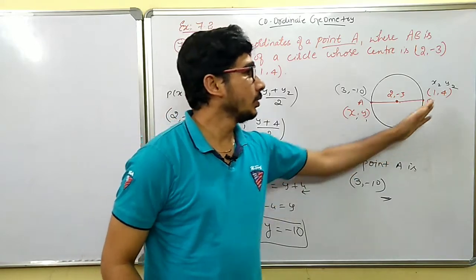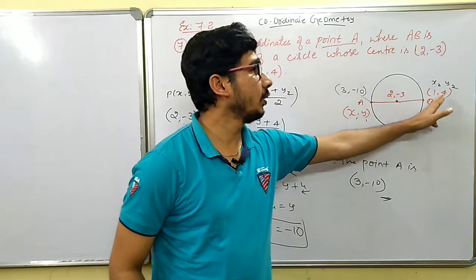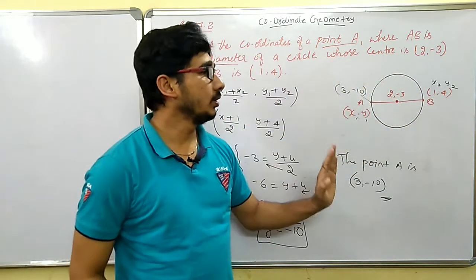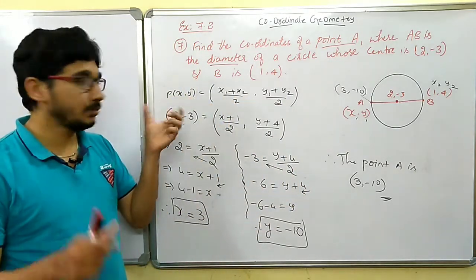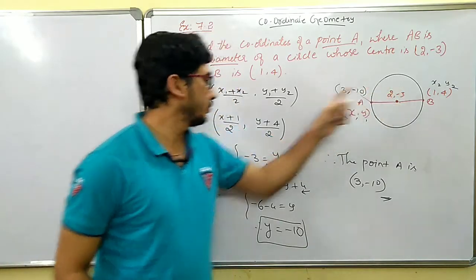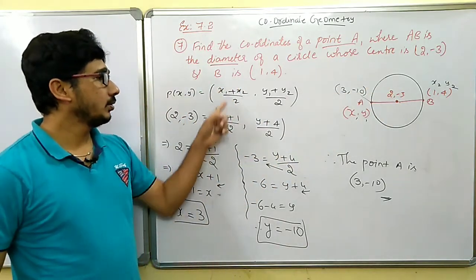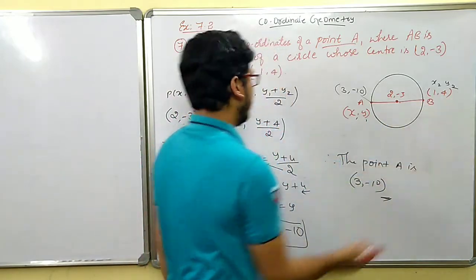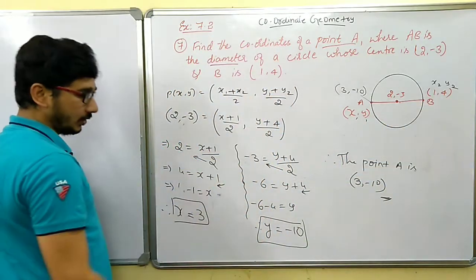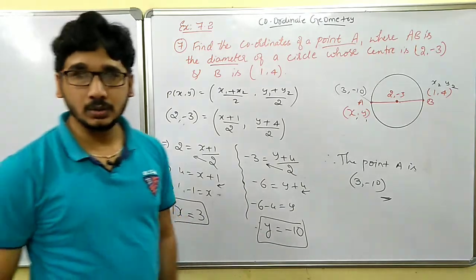I don't know that. So this is 1, 4 they have given. After applying the midpoint formula, this is exactly the midpoint. So replace this one here. Here x1, y1. This is x2, y2. So replace it here. Simplify. You will get x is 3, y is equal to minus 10.